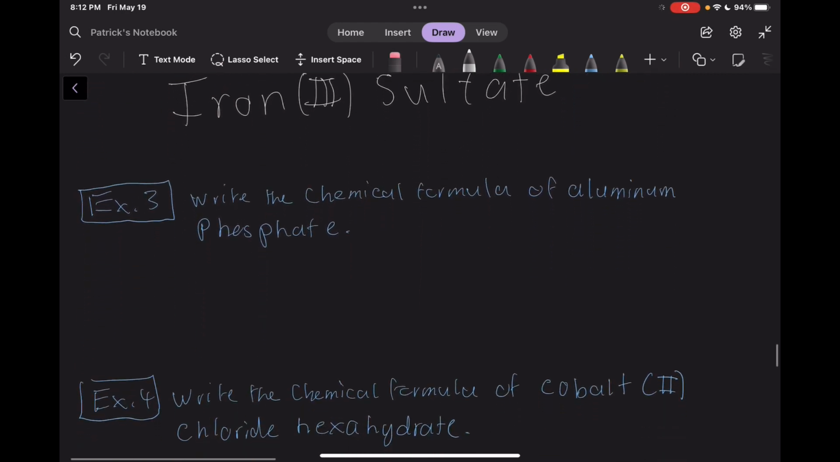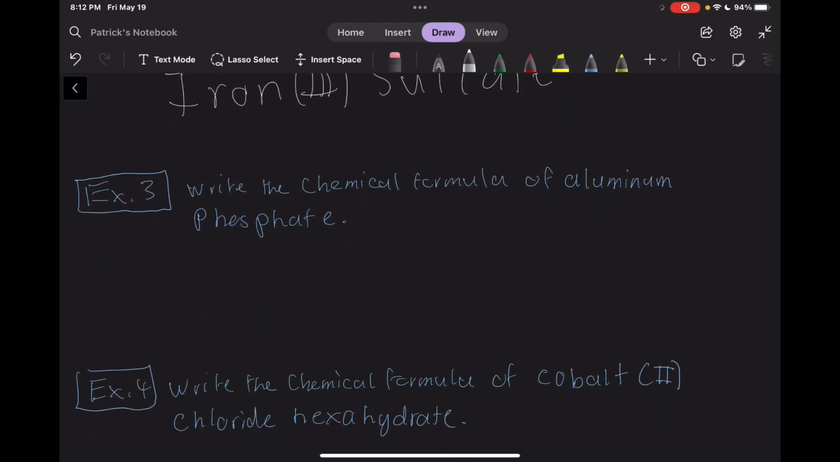Alright, back to this. Example 3 says, write the chemical formula of aluminum phosphate.